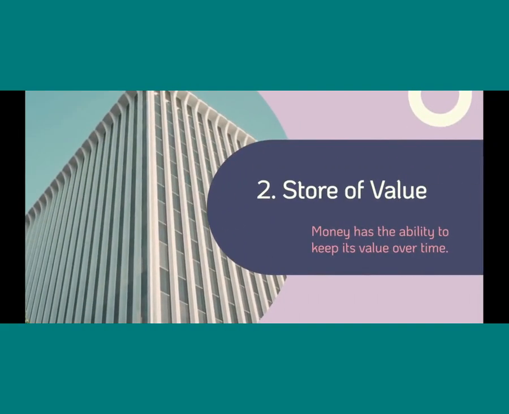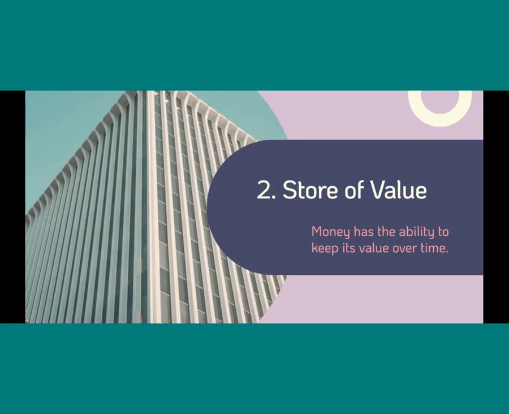The second definition of money is a store of value. Now when I say store, I don't mean an actual store like Costco or Walmart, but really it's a storage of value. So money has the ability to keep its value over time. Now I'm not going to talk about inflation, money supply, or interest rates. All three of those forces can have an influence on the value of money. But all things being equal, and if everything stays the same, money can keep its value over time.